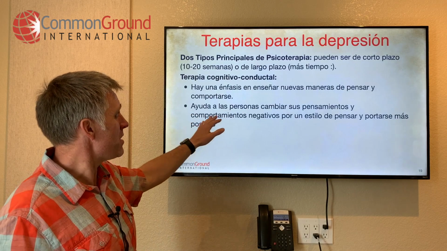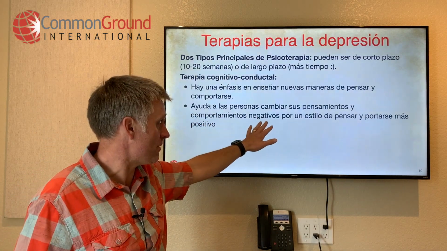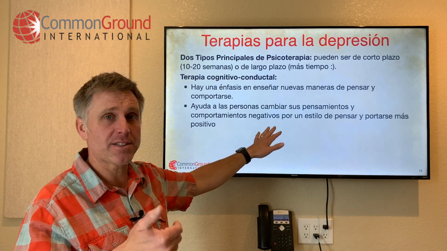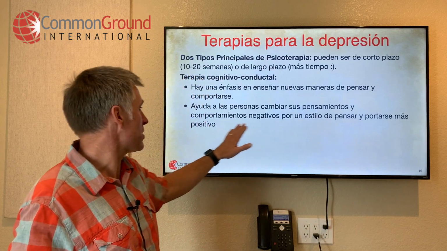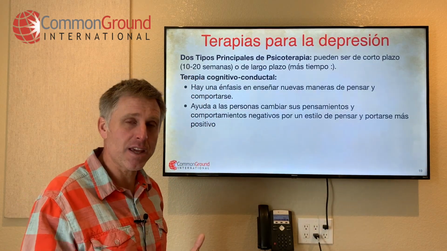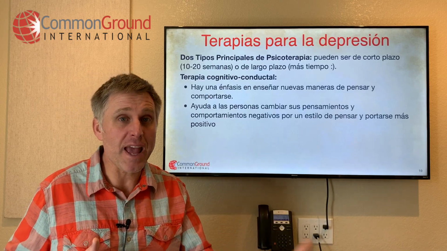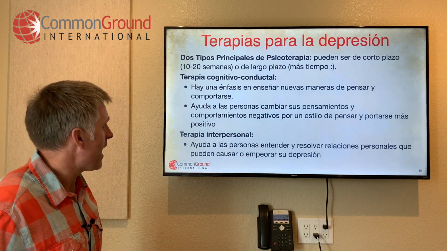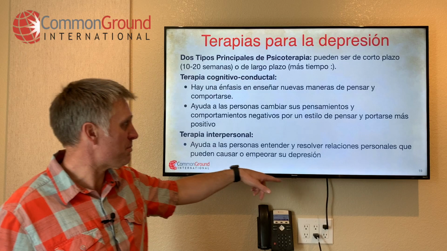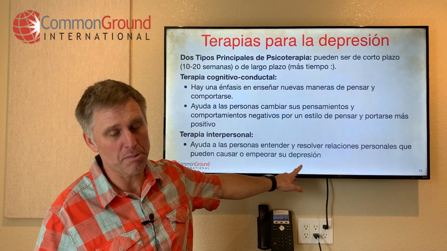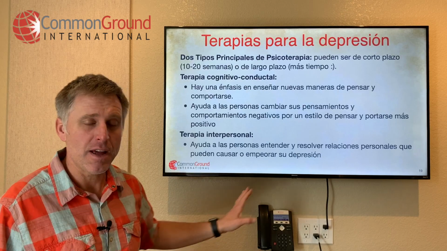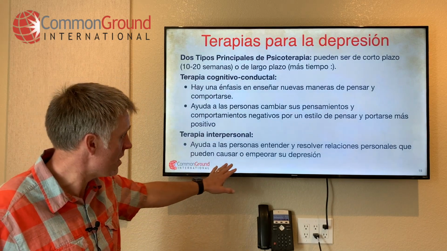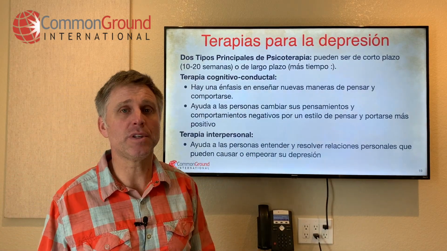Ayuda a las personas a cambiar sus pensamientos y comportamientos negativos. So it helps people change or exchange their negative thoughts and behaviors por un estilo de pensar y portarse más positivo. For a style of thinking and behaving that's more positive. Terapia interpersonal ayuda a las personas a entender y resolver relaciones personales que pueden causar o empeorar su depresión. So, it helps people understand and resolve personal relationships that either cause or worsen su depresión, your depression.